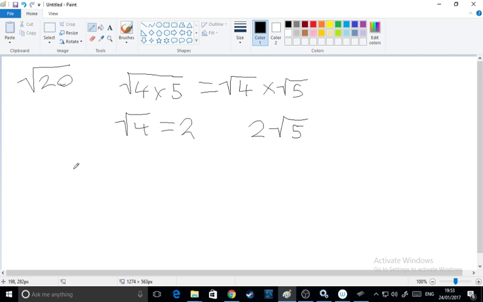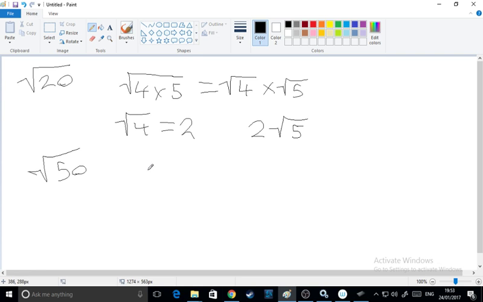So let's do one from the book here. Let's go with square root 50. So what this can be, we have to try and find a square number that would go into 50.